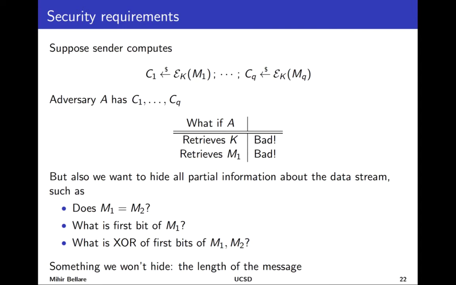So this is our goal going forward. Something we won't hide is the length of the data. So the number of bits in each message will in fact leak. You can see that in all our modes of operation, it always does. It's difficult to avoid that. We give up on hiding the length of the message, not because we don't want to hide it.